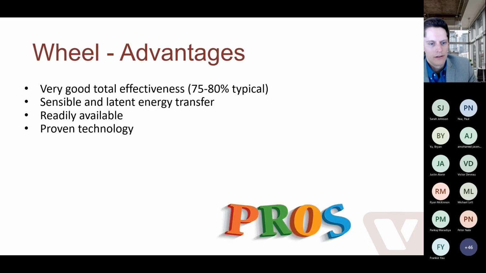The advantages of a wheel is it's very effective. Typically 75 to 80% effectiveness. And so that's really effective. And it's a proven technology, very thin profile, doesn't take up a lot of space. So that's probably the main reasons why it's been such a popular option.